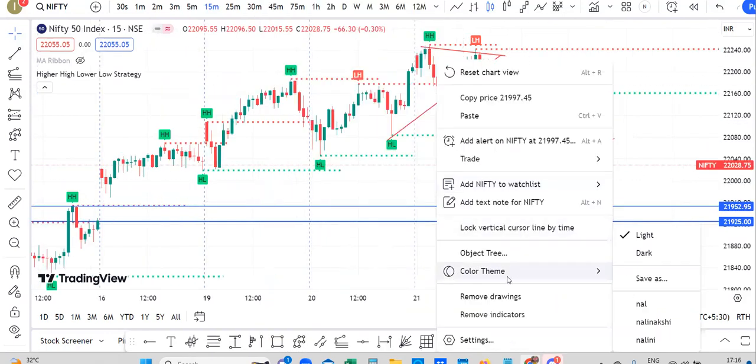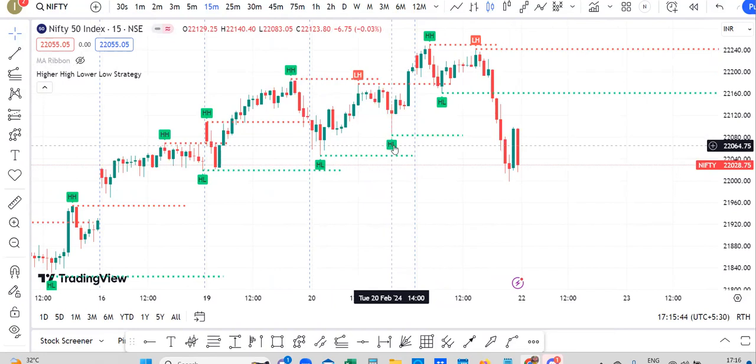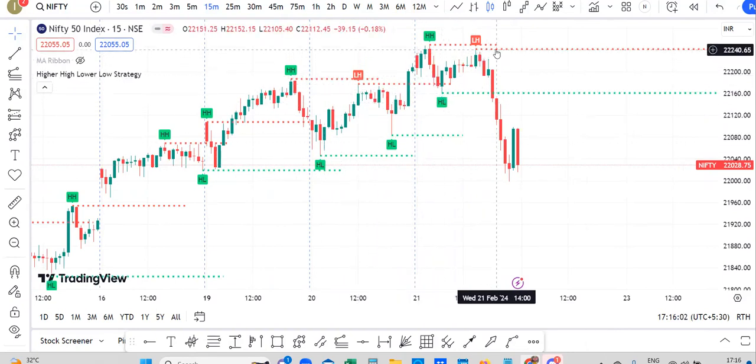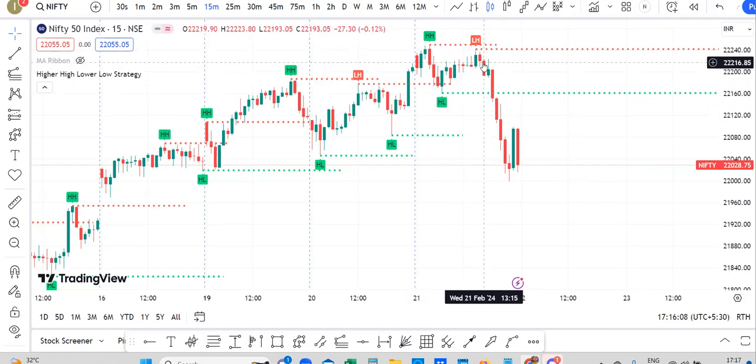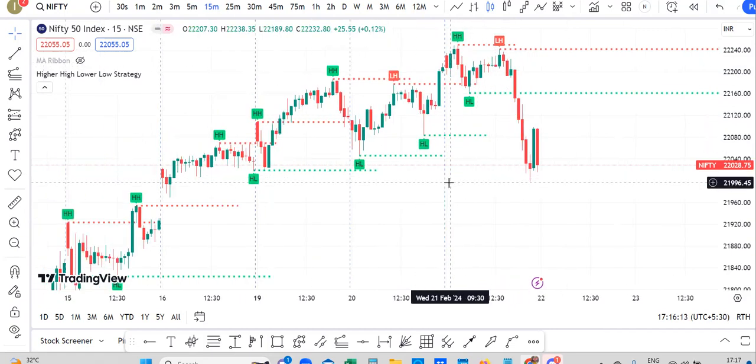So I'll remove the drawings. Just see, it is automatically marking the higher highs, higher lows, higher low, and it made a lower high, and it was a trap. After a higher high and higher low, it is making a lower high. So it is a caution. So when you see this, clearly you can apply a trend line from the higher low to this level. This is how one can anticipate the correction and one can be on the right side.